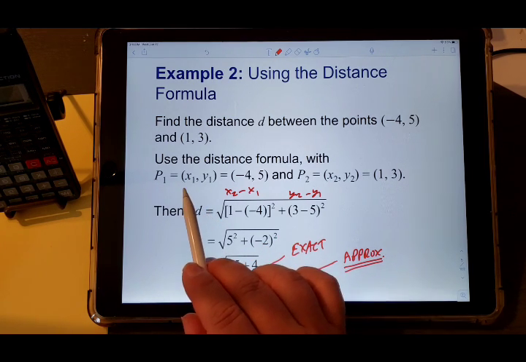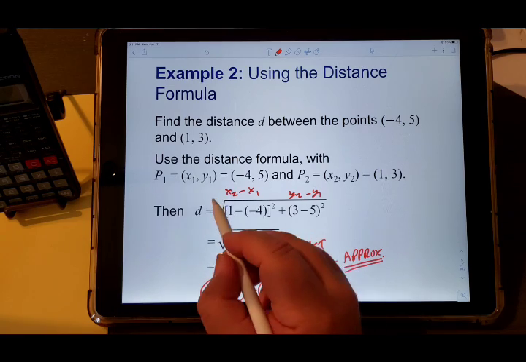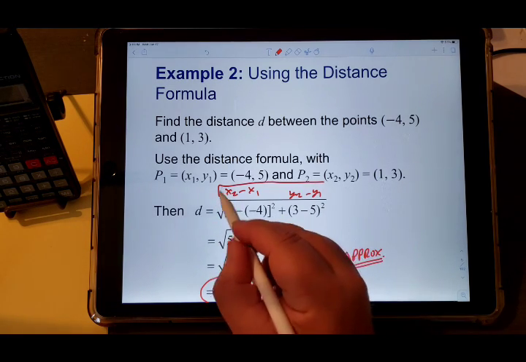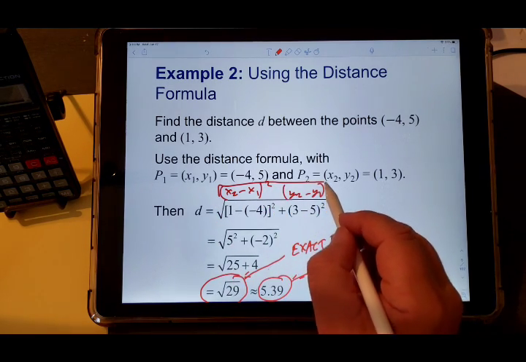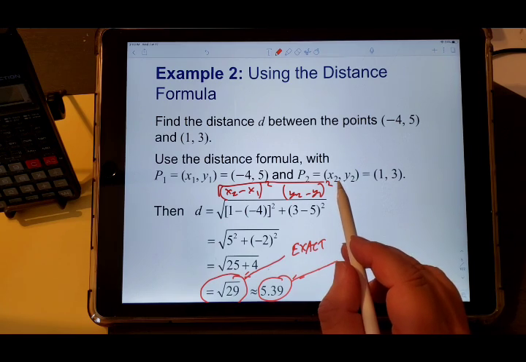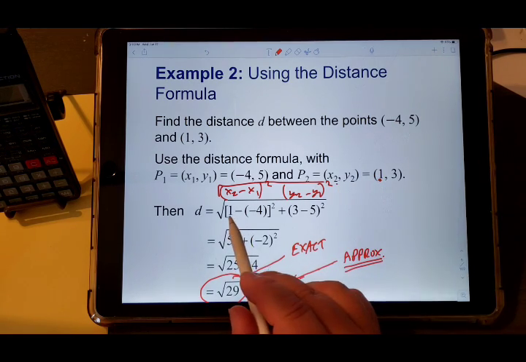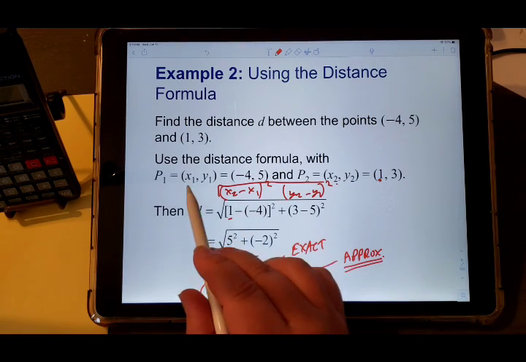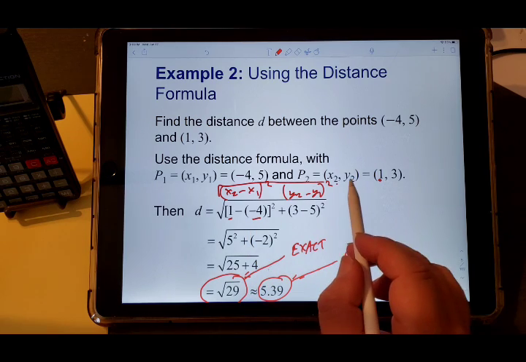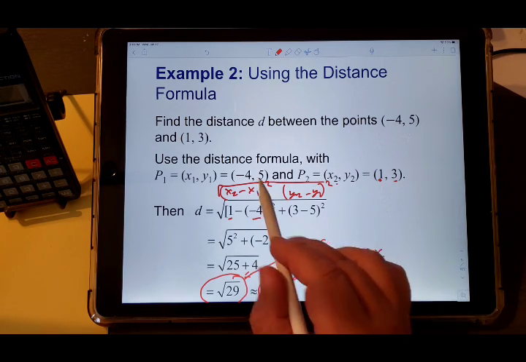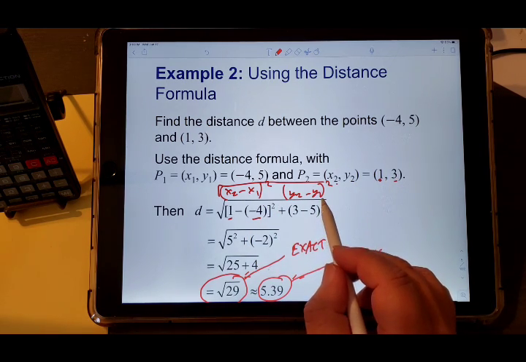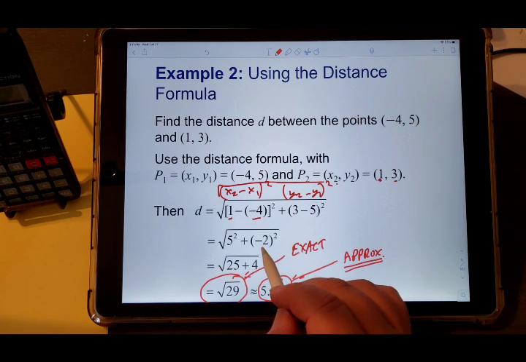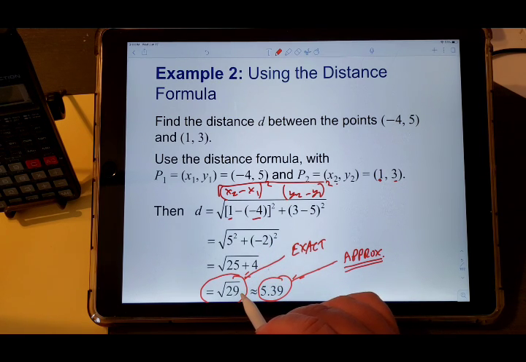All right. So squeezing the formula in here. X2 is 1, so a 1 goes there. x1 is negative 4. Yeah, y2 minus y1, all under the square root. And it works out to be the square root of 29.